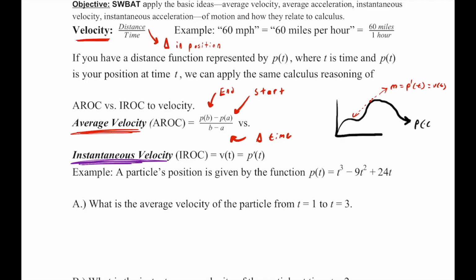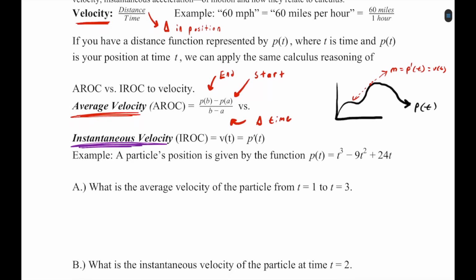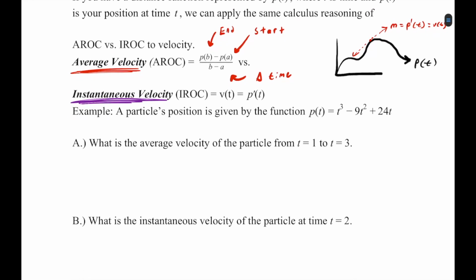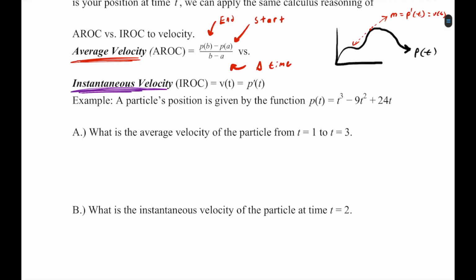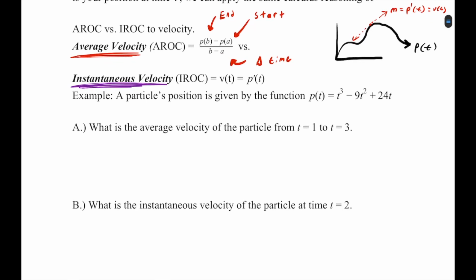So, like I said, these are going to give you ways to really visualize the derivative in a way that has more of a physical application. So here's an example. Let's say a particle's position is given by the function P of t equals t cubed minus 9t squared plus 24t. If I wanted to find the average velocity of the car from time t equals 1 to t equals 3, well, I would just do P of 3 minus P of 1 all over 3 minus 1.